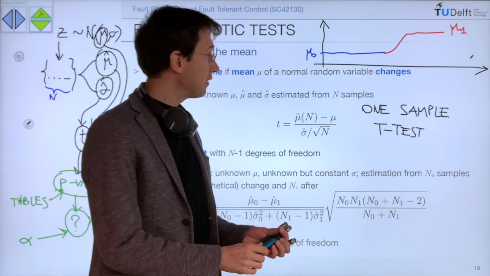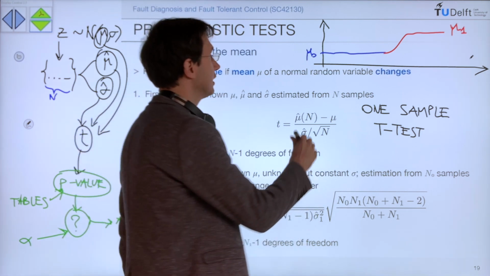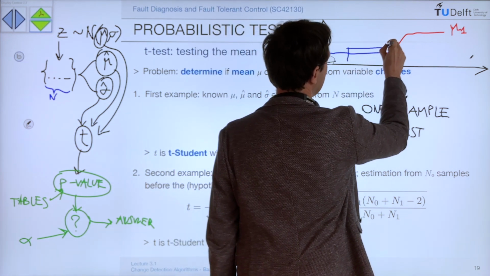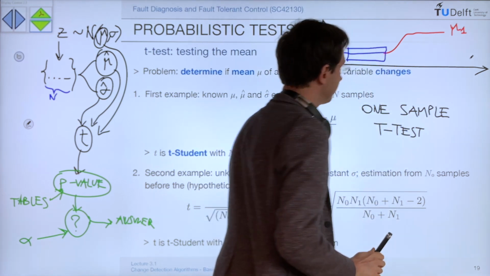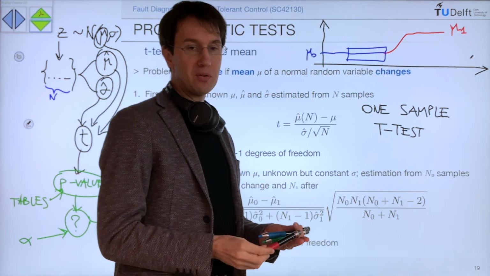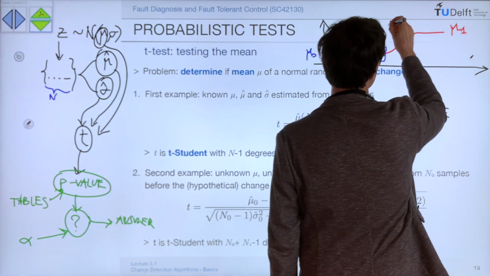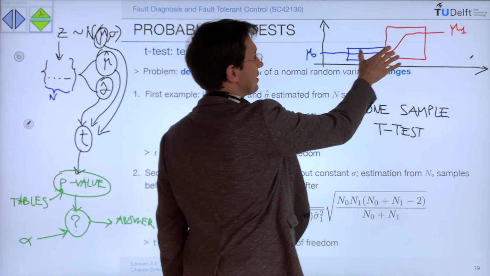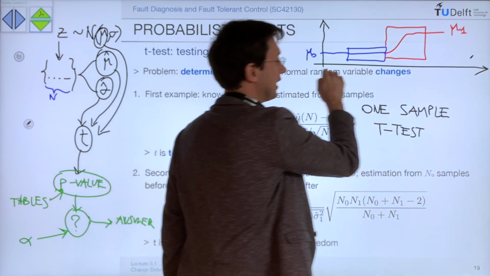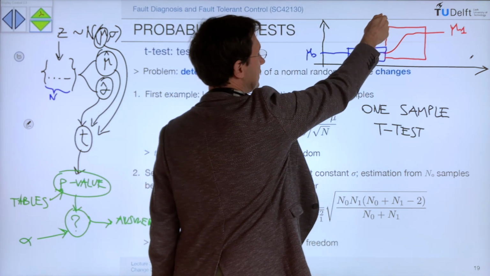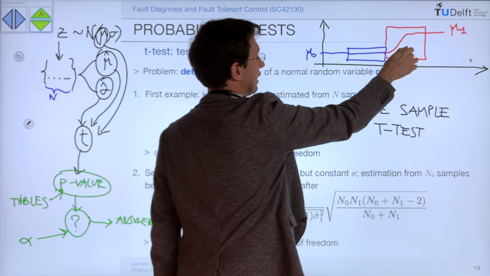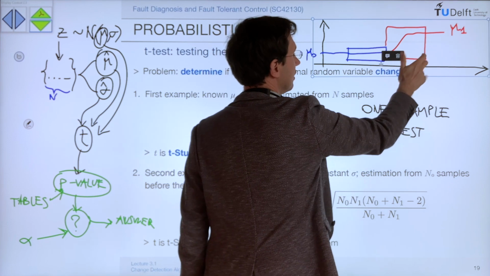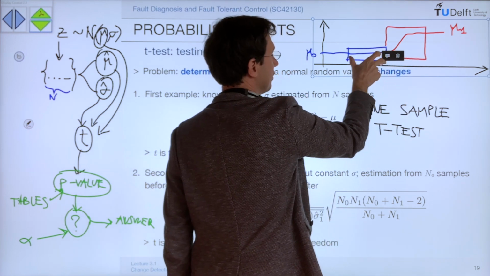Instead, we have two time windows that we move around the data. We draw them with a blue color and with a red color. These are windows of samples that we move over time. So as we get samples, let's assume we got samples until here. We build two time windows, from here to here and from here to here.